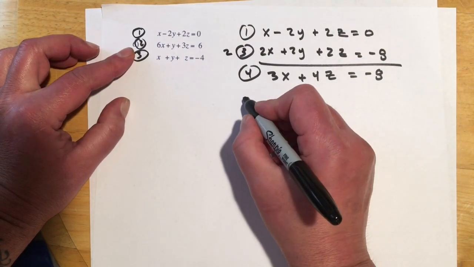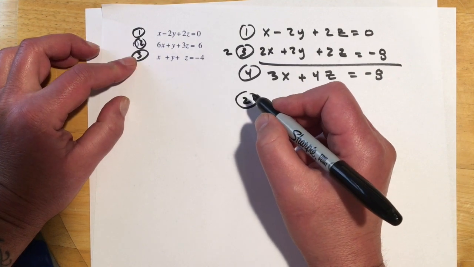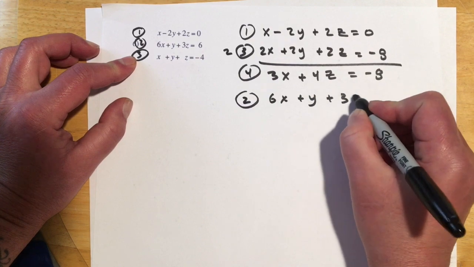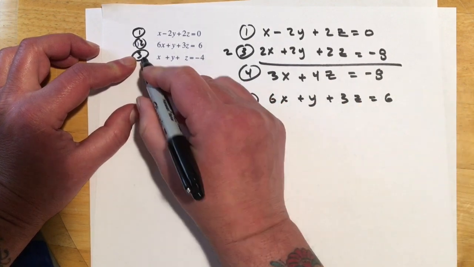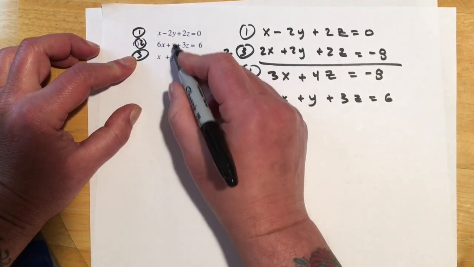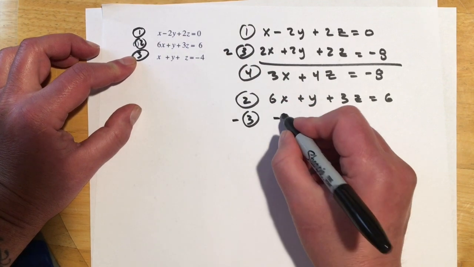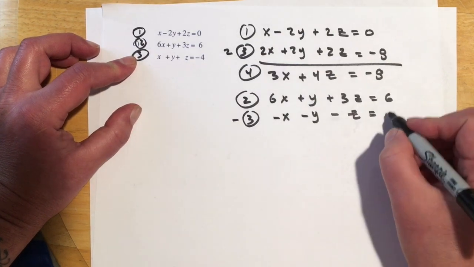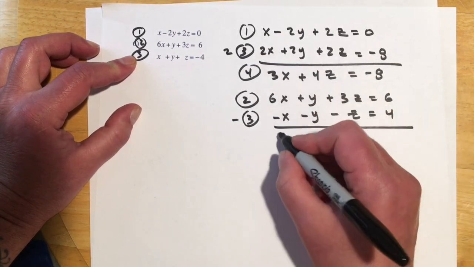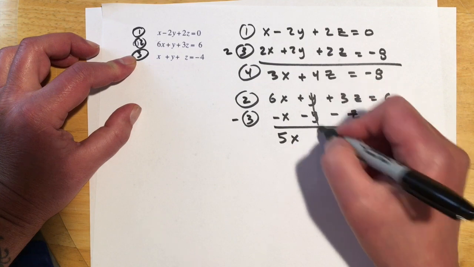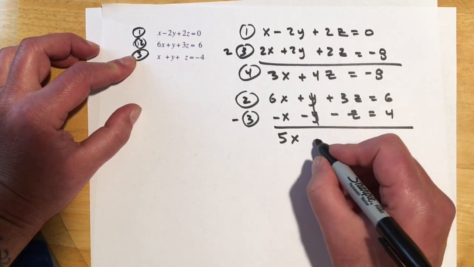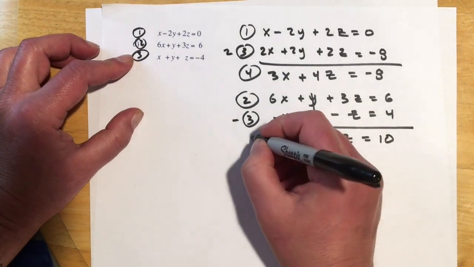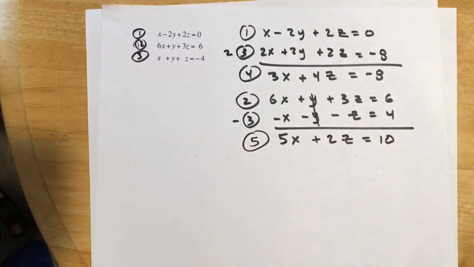And now I'm going to do equation 2, and I'm going to put that with 3. 6x. And I'm going to do 3 by a negative, because I have a plus y, so I'm going to make it a minus y. And minus and minus will make that a plus 4. So here I get 5x, y's drop out as planned, 3 minus 1 would leave me 2z equals 10. And again, for convenience, I'm going to name that one equation 5.